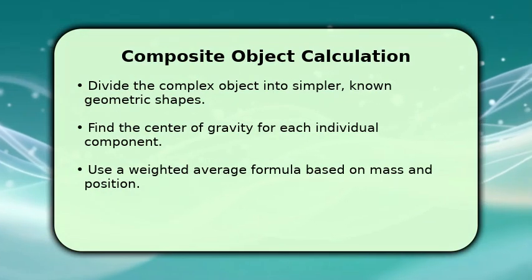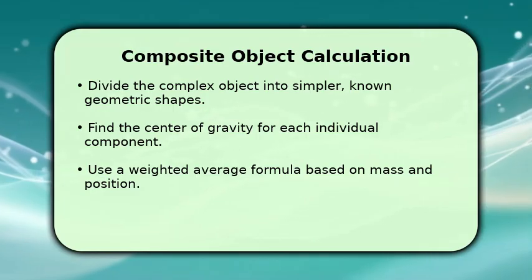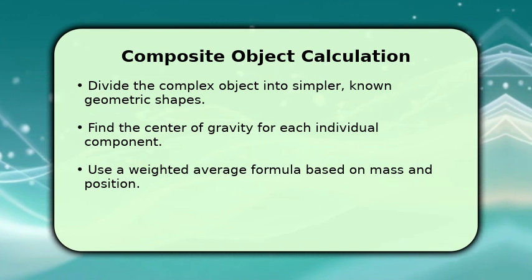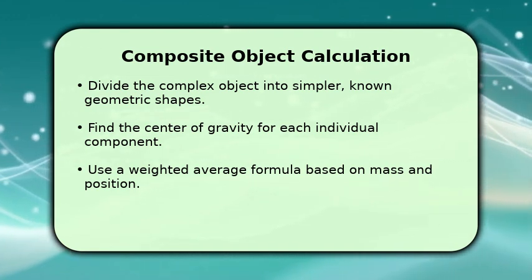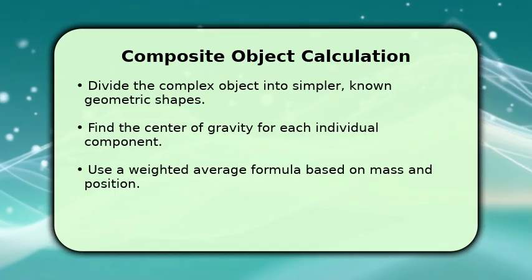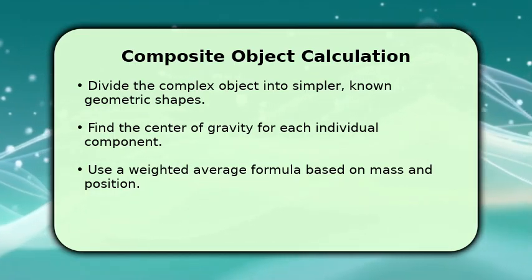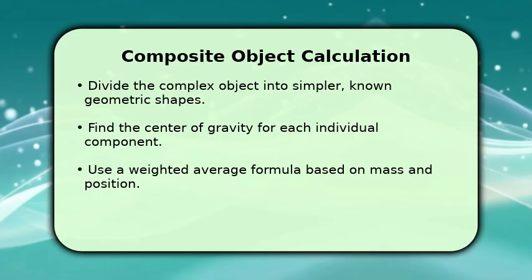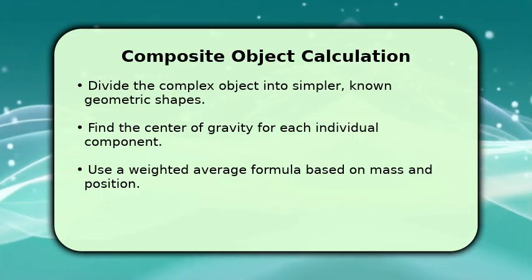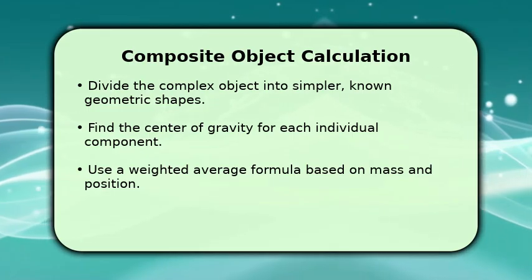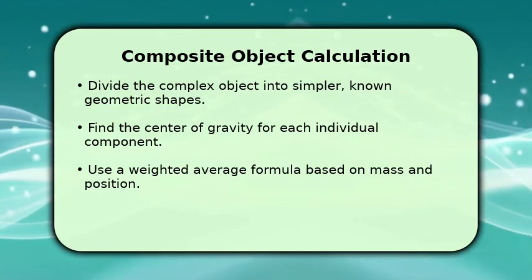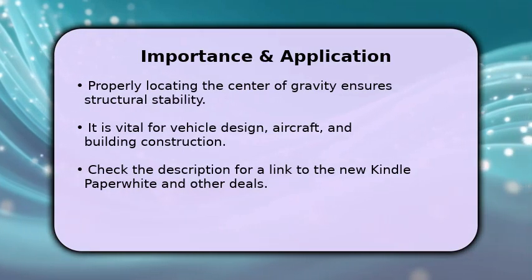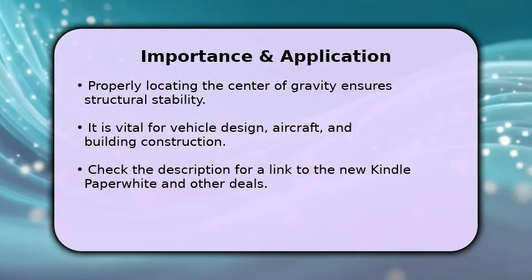When dealing with composite objects made of several simpler shapes, calculation is often necessary. Begin by breaking down the complex object into its individual, basic geometric components, like rectangles or circles. Next, determine the center of gravity for each of these simpler parts. Finally, apply a weighted average formula, considering each component's mass and its individual center of gravity coordinates, to find the overall center of gravity. Knowing an object's center of gravity is incredibly important for its stability and performance.